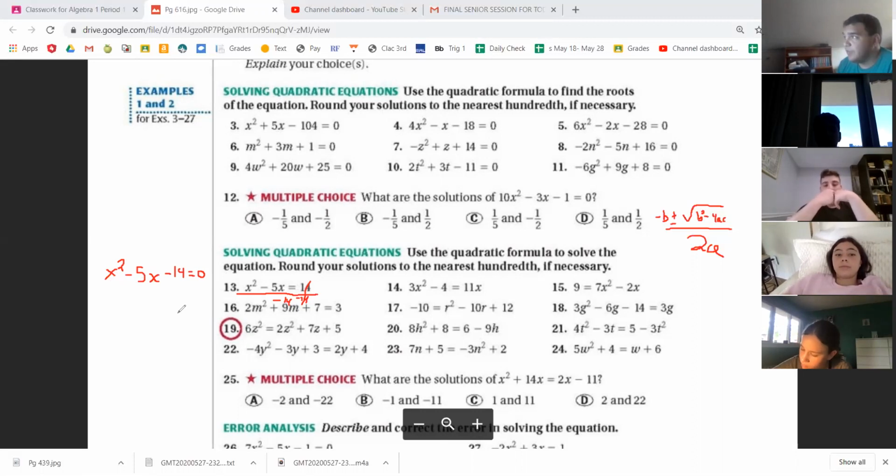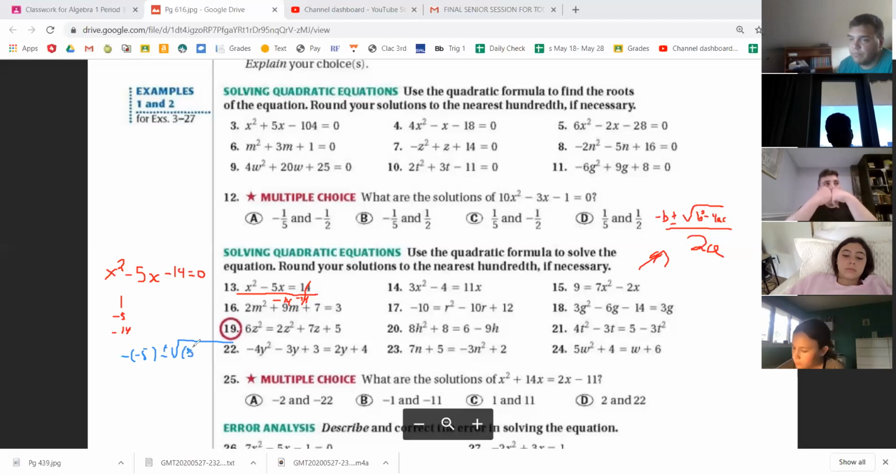We got x squared minus 5x minus 14. So we have to identify a, b, c. That's 1, negative 5, and negative 14. Then we're going to plug it into the equation over here. So that's going to be negative of negative 5 plus or minus the square root of b squared, so that's negative 5 squared, minus 4 times a, which is 1, times c, which is negative 14, all over 2 times a, which is 1.